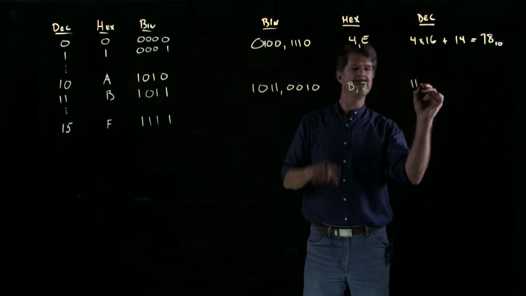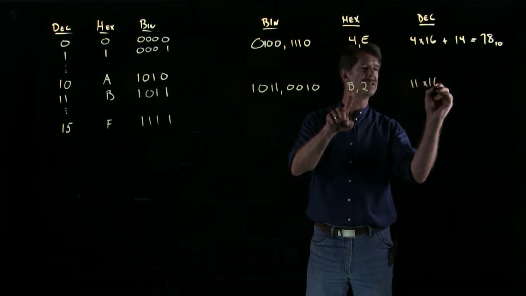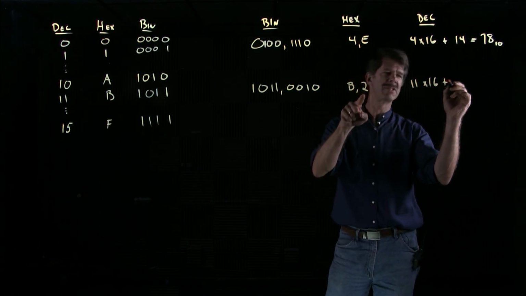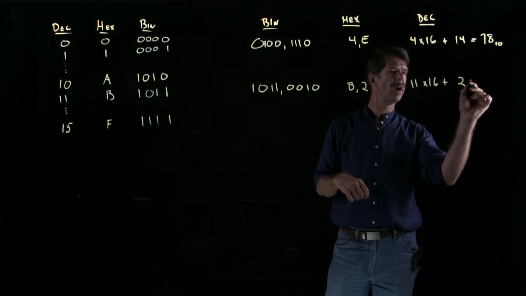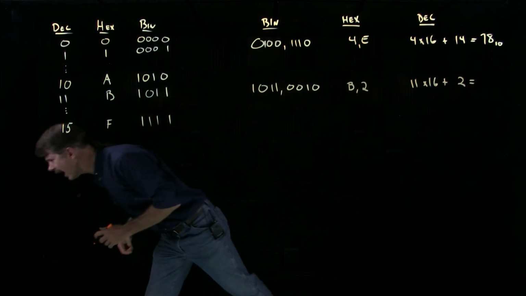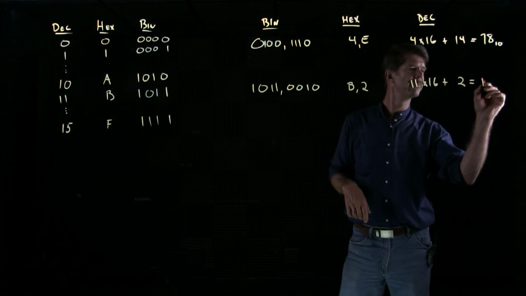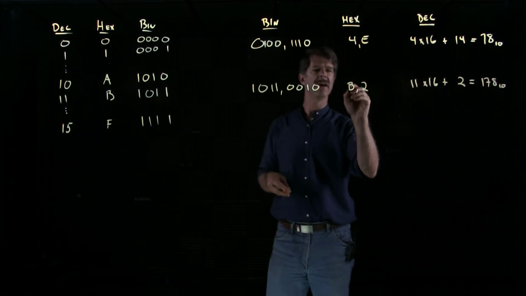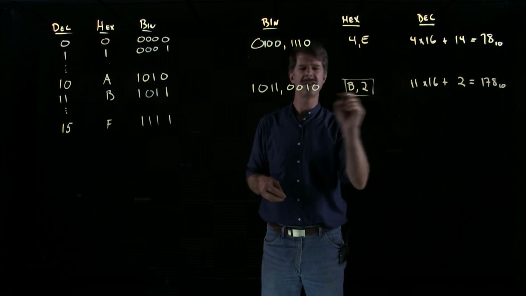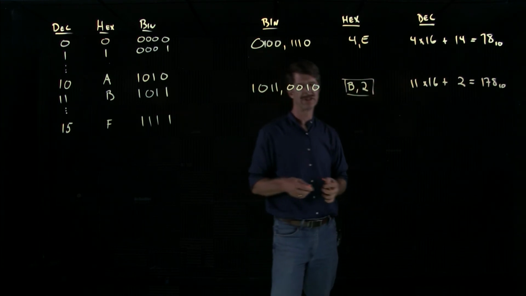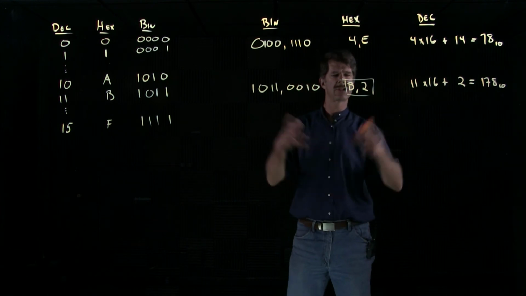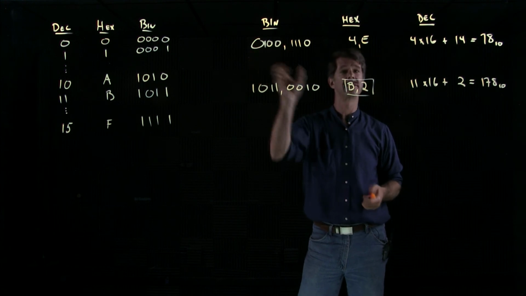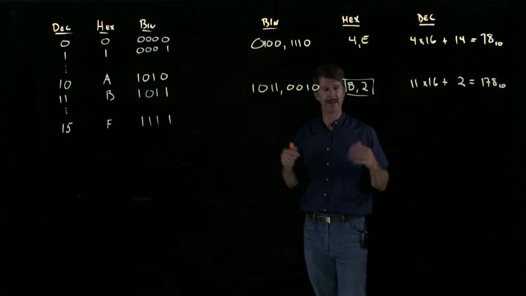Therefore, this is 11 (B) times 16, because this is the 16's place of this 2-digit hex number, plus 2 times 16 to the 0, which is 2. And that is 178. So hopefully that gets you the idea of why B2 is an easier thing to write than 1, 0, 1, 1, 0, 0, 1, 0. It's just a more convenient notation, and it's a more compact notation when using 8-digit binary numbers.